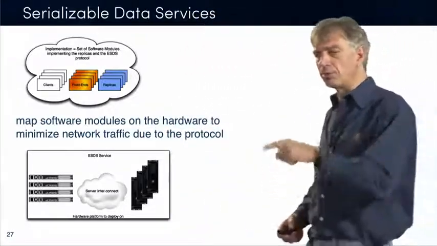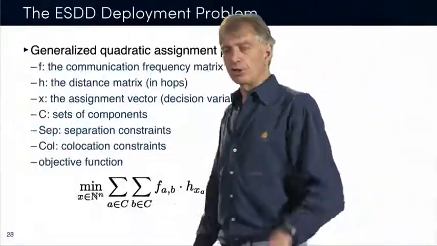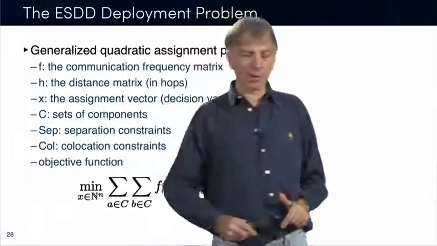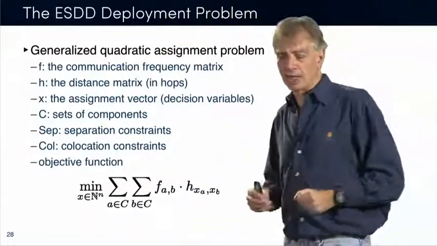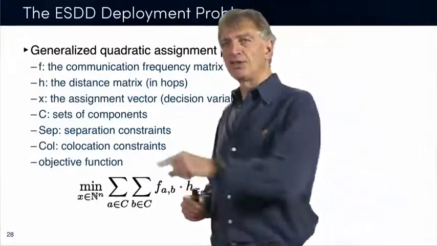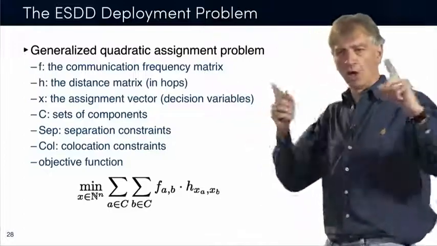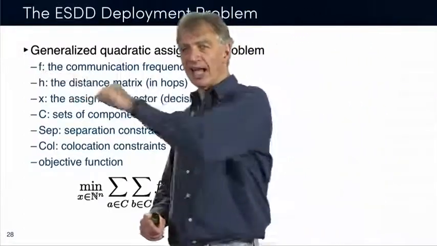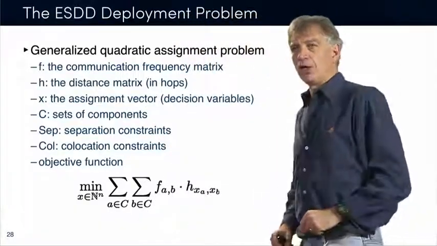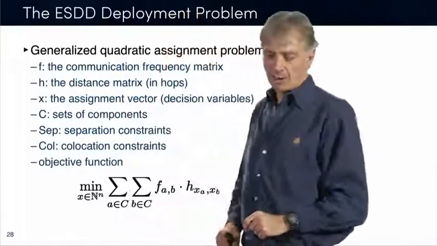If you place them on different machines, it's going to cost you more to exchange data between them. When you formalize this problem in a mathematical programming sense, it becomes what is called a generalized quadratic assignment problem. This is the data that you have: a communication frequency matrix, which tells you how much two components are interacting with each other. That's the data F.